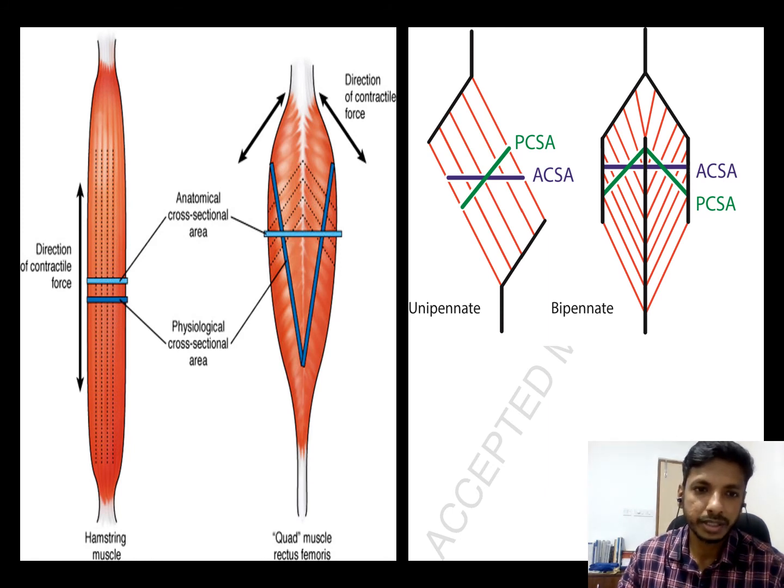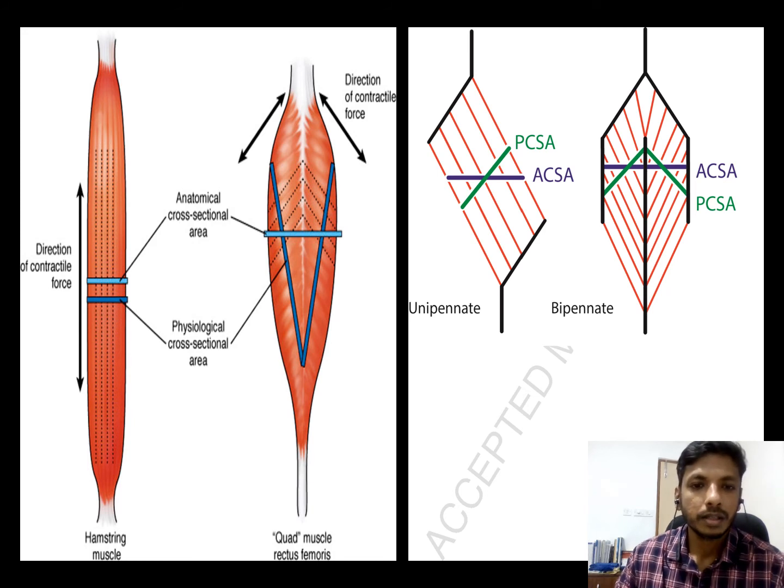So for example, if you see in this picture the hamstring muscle, the direction of the contractile force is here. And if you see a pennate muscle, the muscle fibers are arranged at a particular angle with respect to the internal tendon or the aponeurosis. This angle of pennation is an important architectural feature, and it contributes to the force production in a different way.